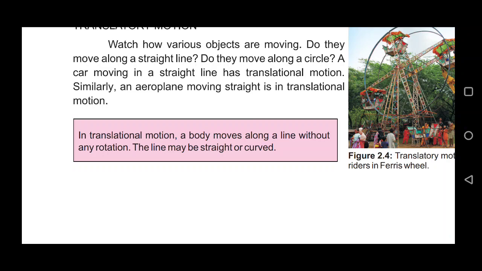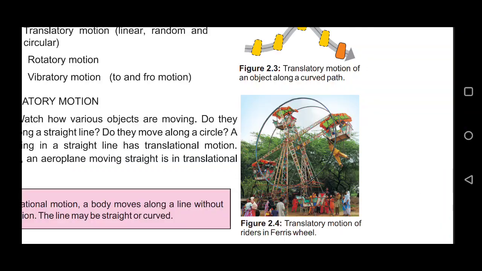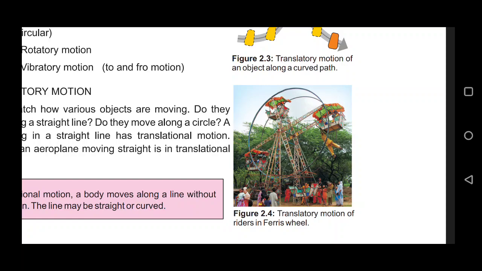We see what is translational motion. In translational motion, a body moves along a line without any rotation. The line may be straight or curved. I will explain to you what is translational motion. The condition of translatory motion is that there is no rotation along the path. In figure 2.3, the object moves along a curved path but no rotation, so this is translational motion. In figure 2.4, riders moving in a Ferris wheel in a circle without rotation, so this is also translational motion. In these two figures, motion is along a curved path and no rotation, so this is the condition of translational motion.